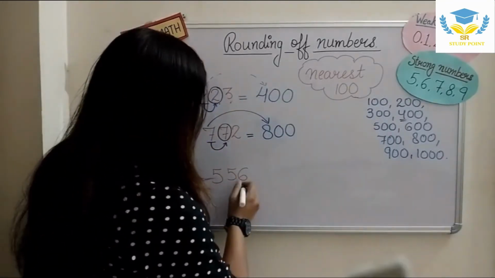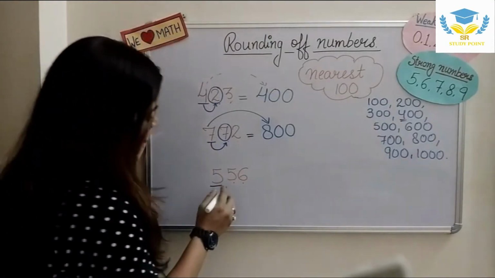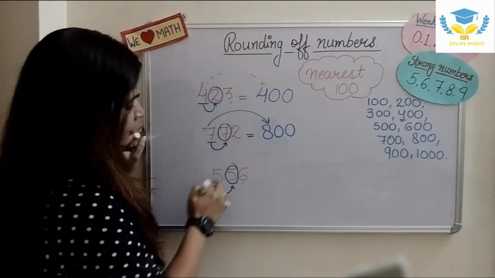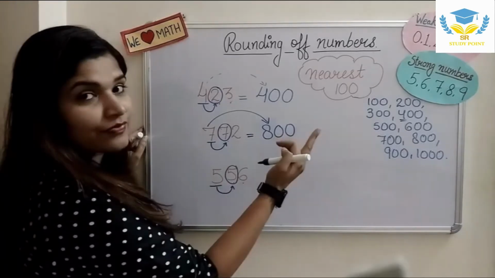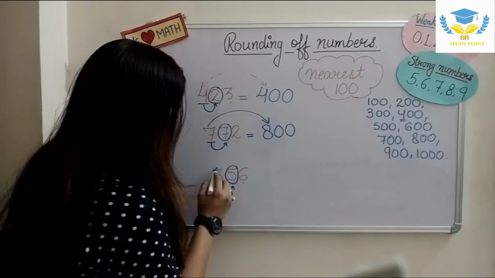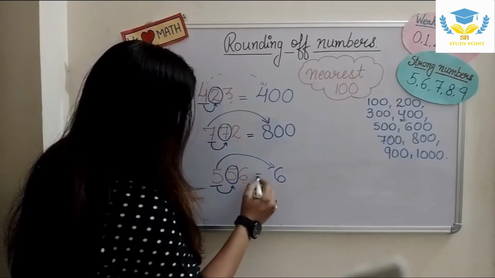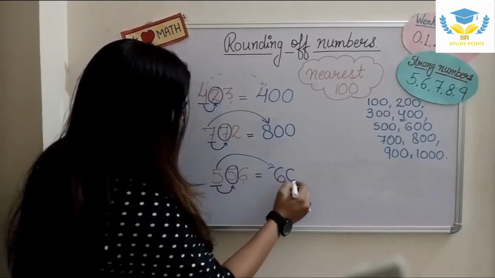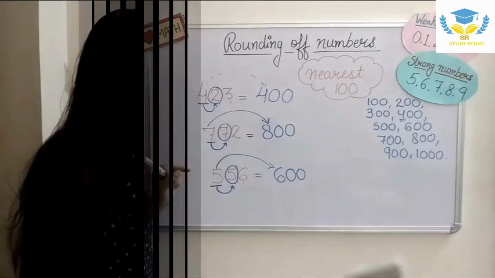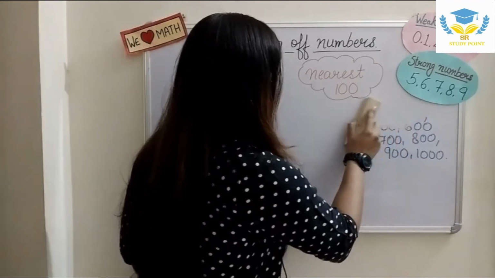Next number, ones, tens, hundreds, and we are going to circle this 5. 5 belongs to, yes, the strong numbers. So it is going to push this number to the next value, that is 6, and these two numbers will become 0 and 0. Got it? The similar concept will apply here as well.